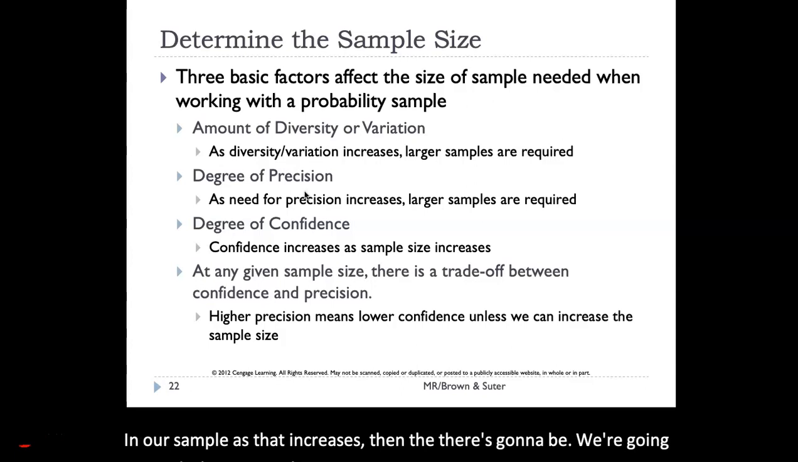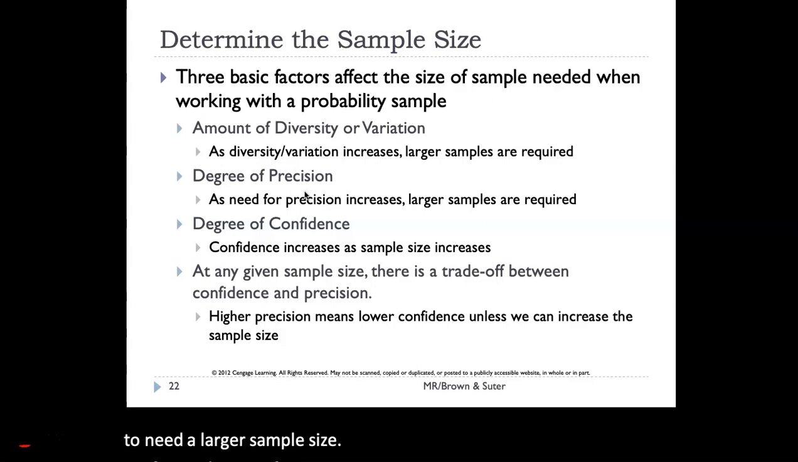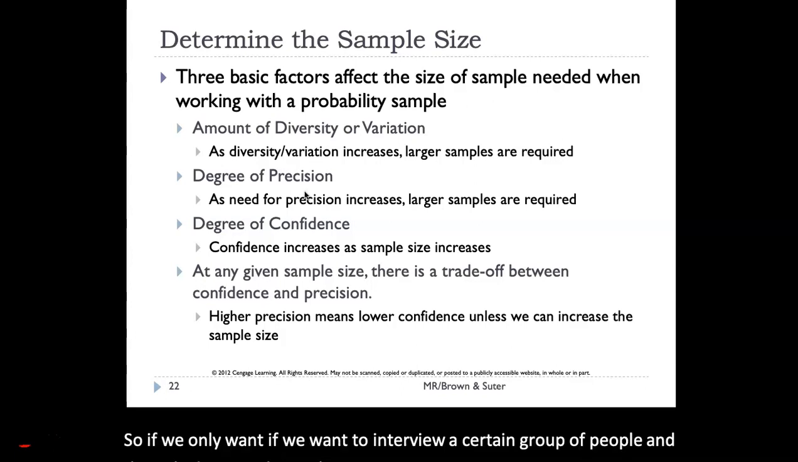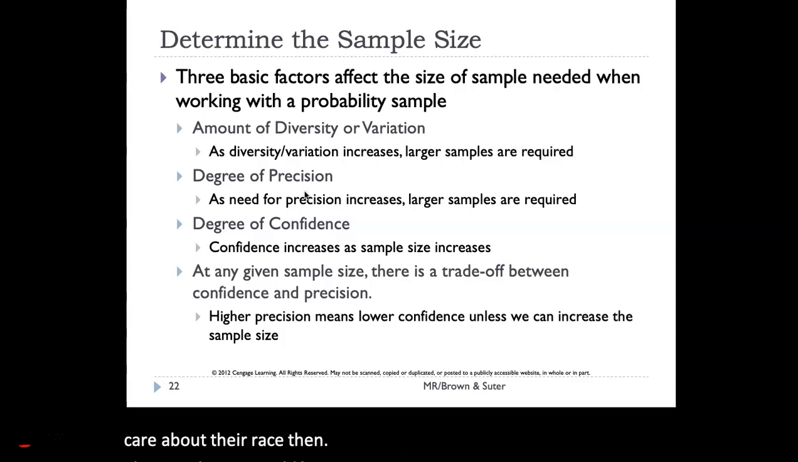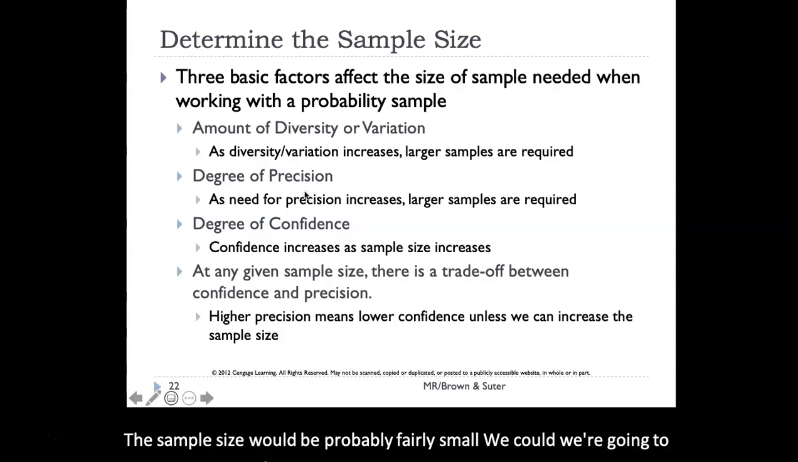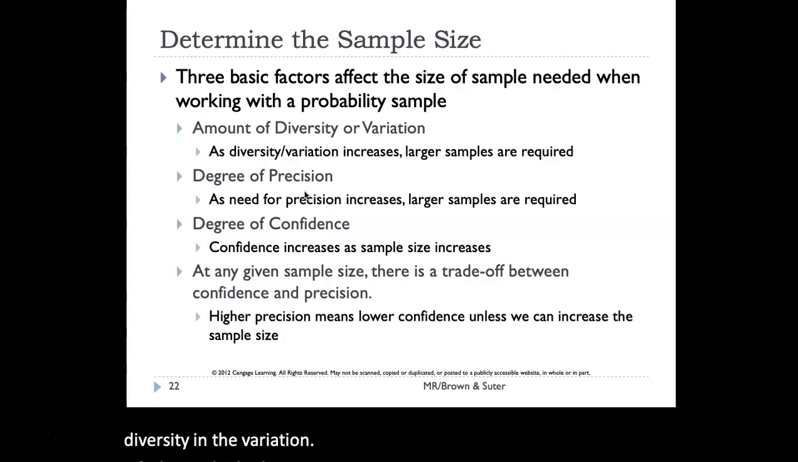So if we want to interview a certain group of people, and the only diversity that we're going to put in there is we want men and women. We don't care about their age. We don't care about their ethnicity. We don't care about their religion. We don't care about their race. Then the sample size would be probably fairly small. We say, well, we're going to interview 10 people, five men, five women. But as we increase the diversity and the variation of what we're looking for, that's when the size of the sample would get larger.